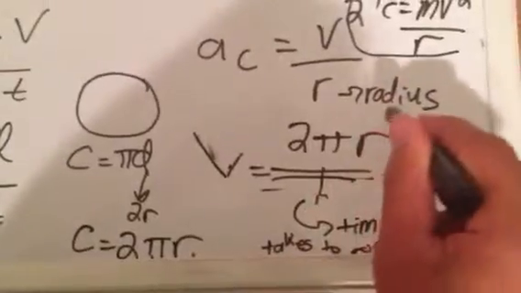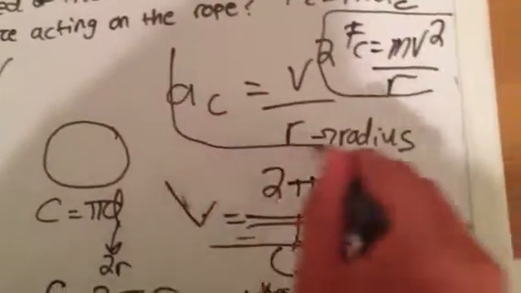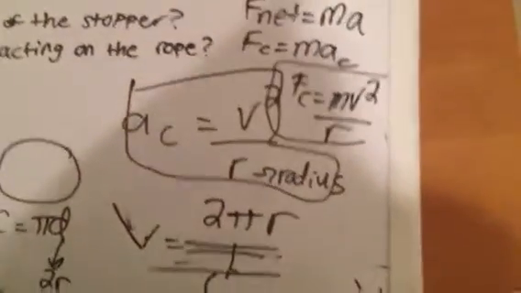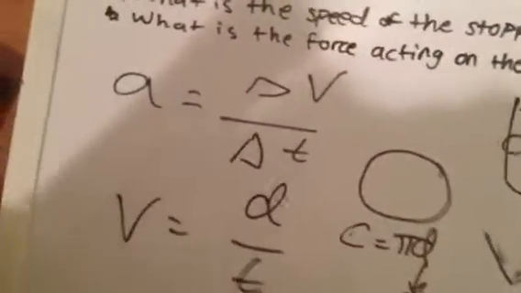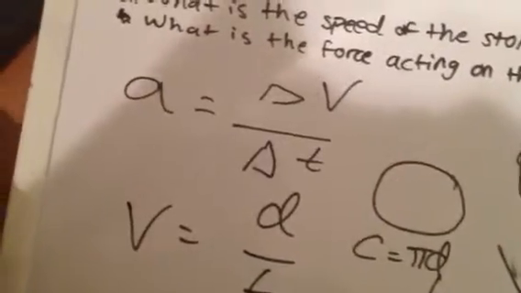v equals two pi r over T. It's important to keep that in mind. And it's important to keep in mind the AC equals v squared over r. So you can keep in mind this equation, that equation. That will help us solve this problem. So let me erase this now, and then we can begin.